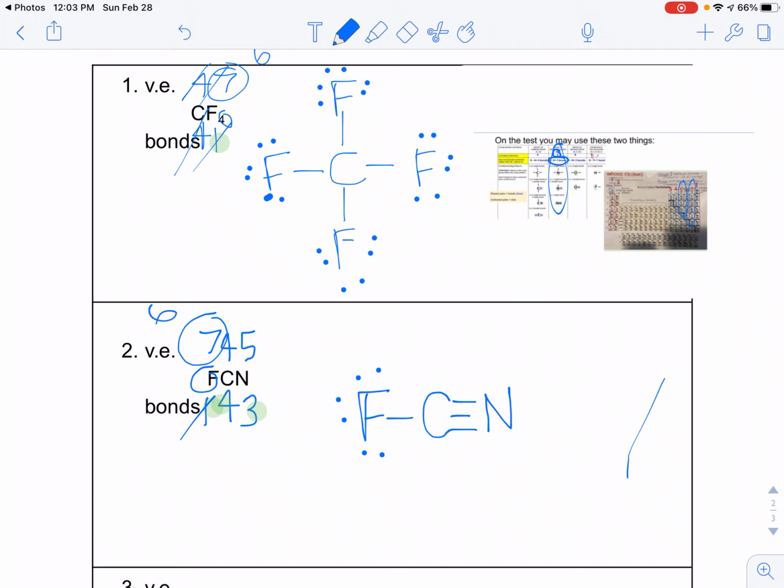And with N, we see 5 valence electrons and 3 are in the bonds, so that means 2 are left over as dots. And that will also match the bond chart if you look at it closely. Let's try the next one.